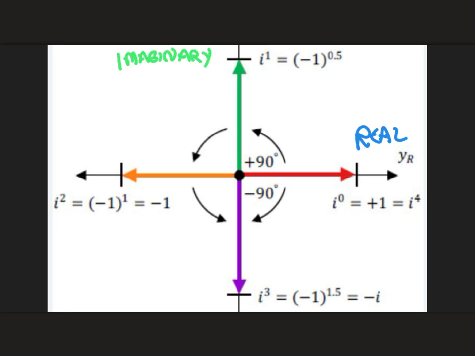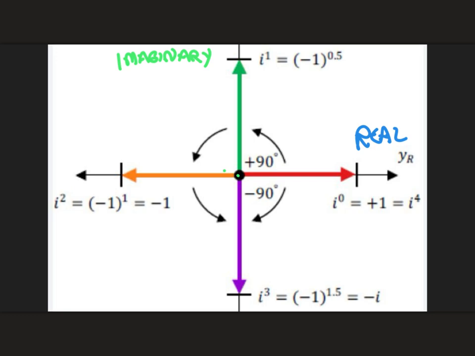The y-axis is now called the imaginary axis. And so this is the way it works. I to the 0 is 1, positive 1. So we are one distance away from the origin, 1 unit. I is equal to the square root of -1, or -1 to the half power.